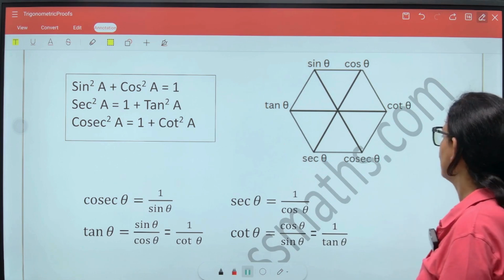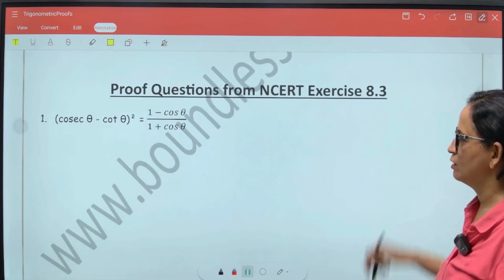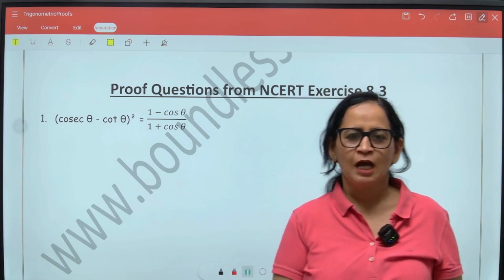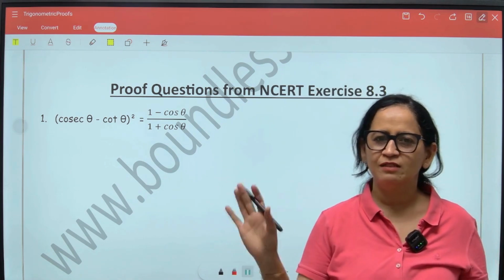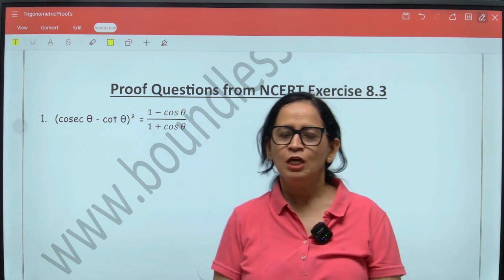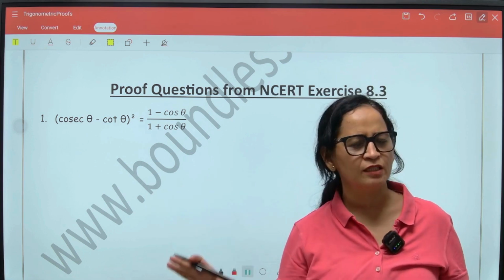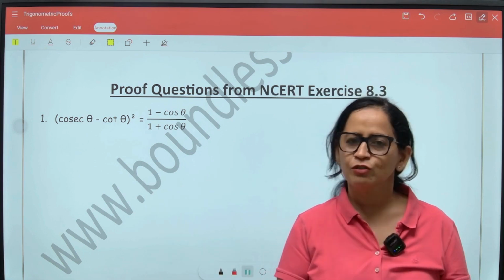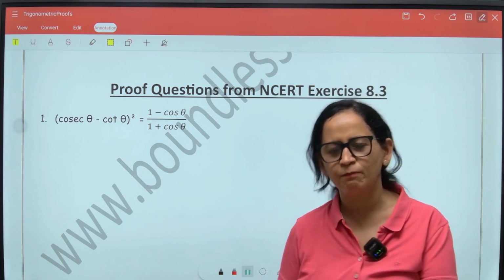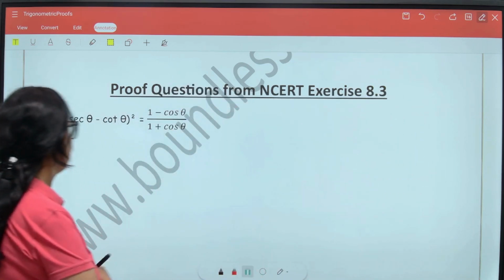So let's have a look at a few questions from exercise 8.3 of your NCERT book. So the first approach to solve these proof questions is keep a watch on the right hand side, what you need to prove. Accordingly modify the left side. So most of the questions, the easy ones, would have something in the form of sin theta or cos theta on the right side. So from the left side, convert everything to sin and cos and just keep on simplifying, you will reach the right side. So let's start with the first question.